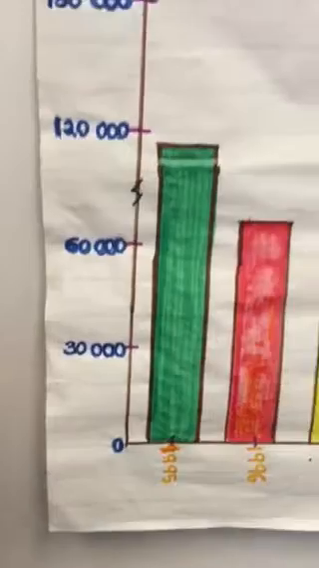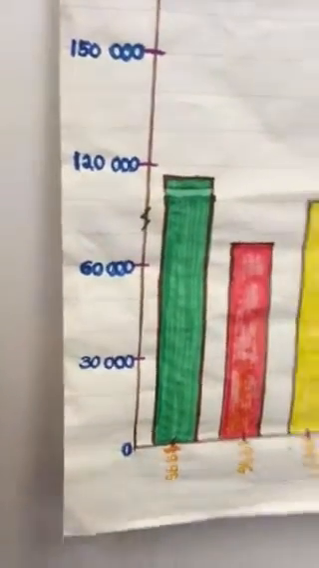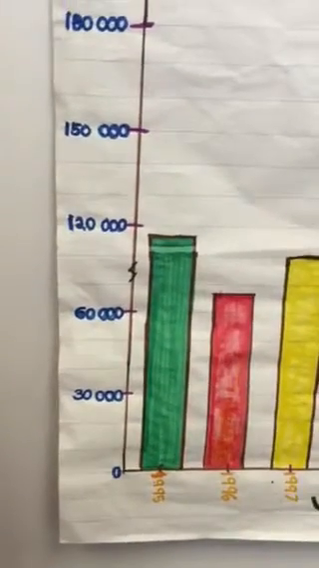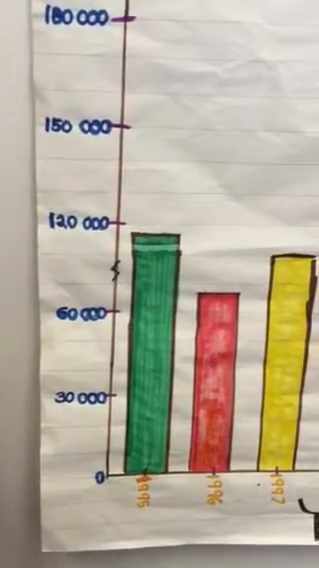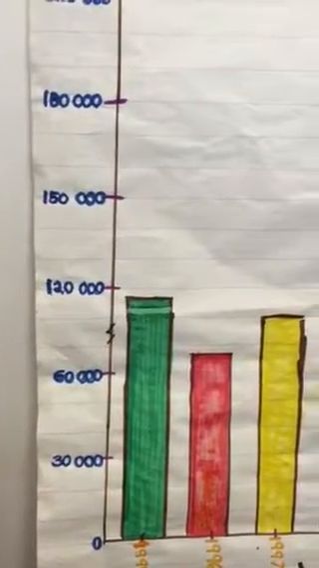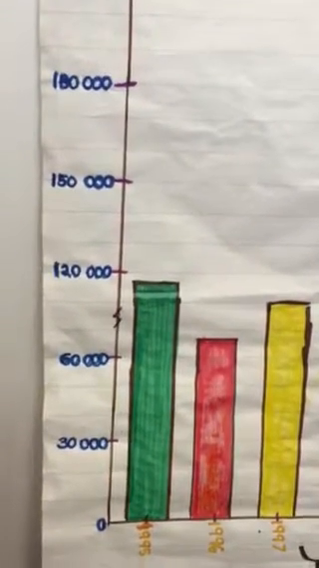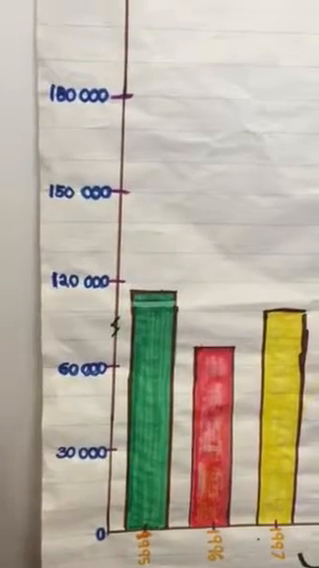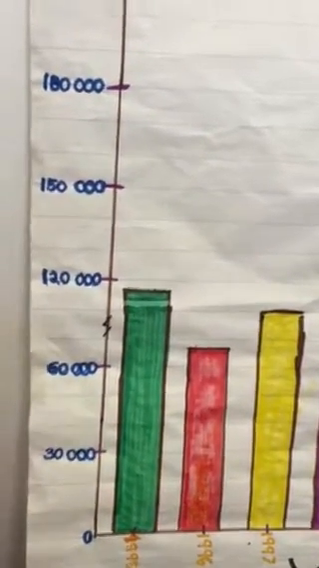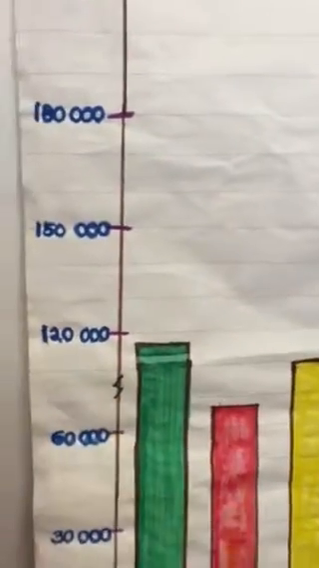And overall, the scale goes up by what? 30,000. Besides this point, it went up by 60,000. And after 120,000, did it continue going up by 30,000? 120. Yes. Okay, so ideally, it would not do that.